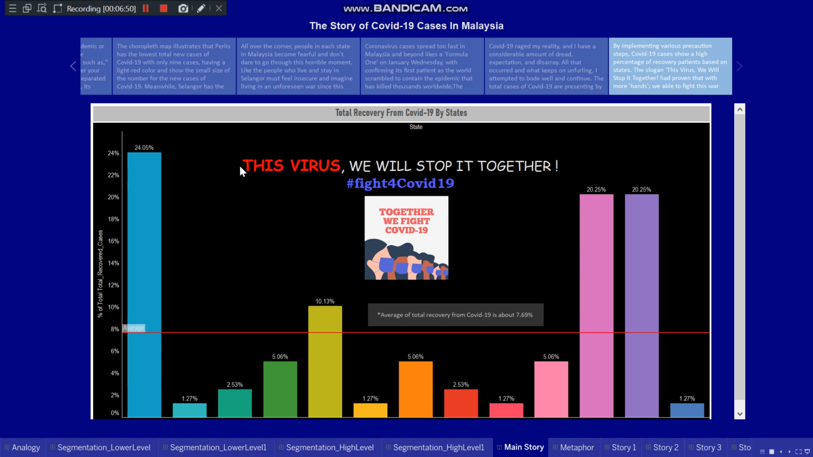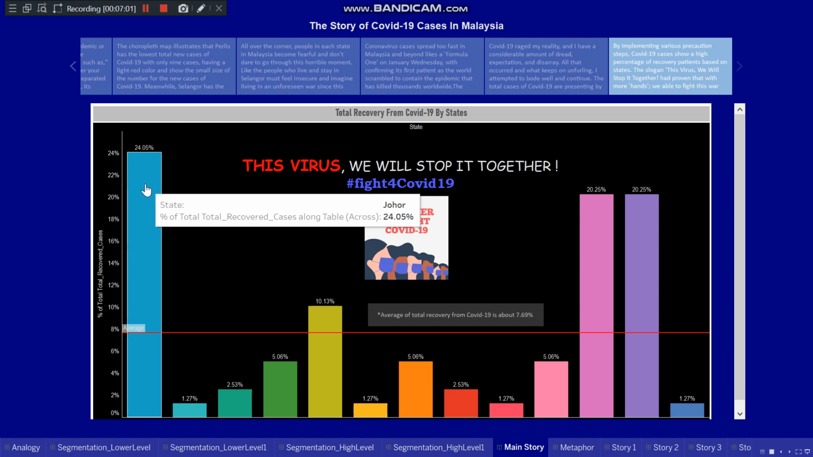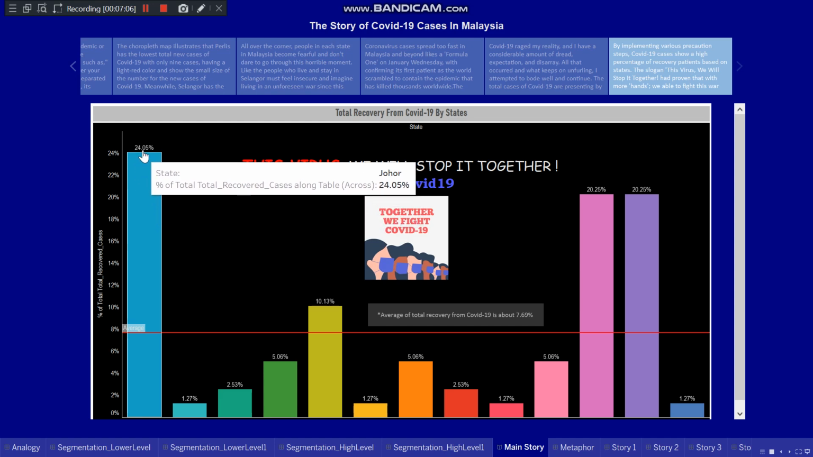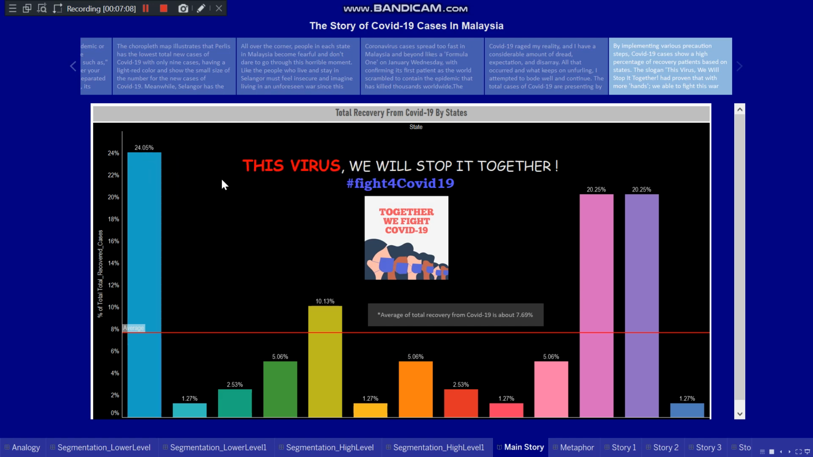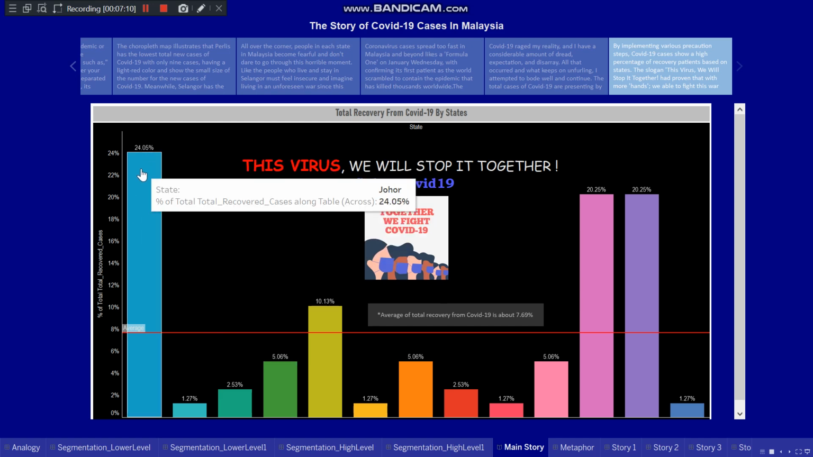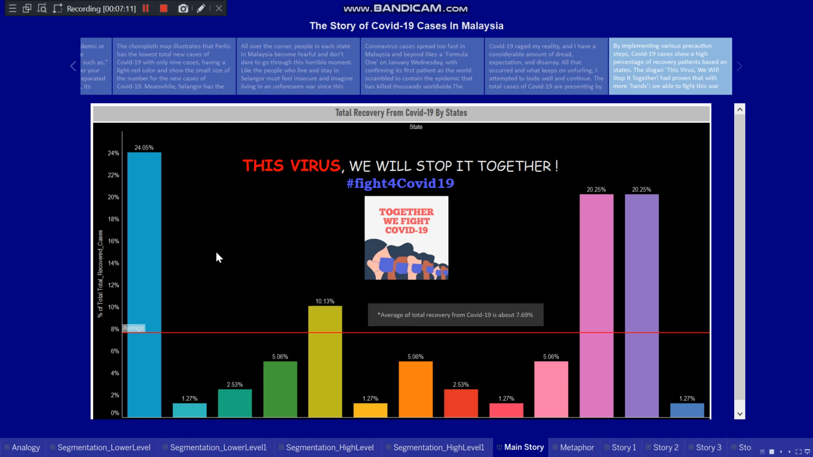After going through the war for 3 months, we can say that Malaysia has successfully recovered from COVID-19. As we can see, Johor has the highest total recovery of COVID-19 with 24.05%, and this colorful chart means that Malaysia stays cheerful and happy because we will stop this virus together and fight COVID-19.